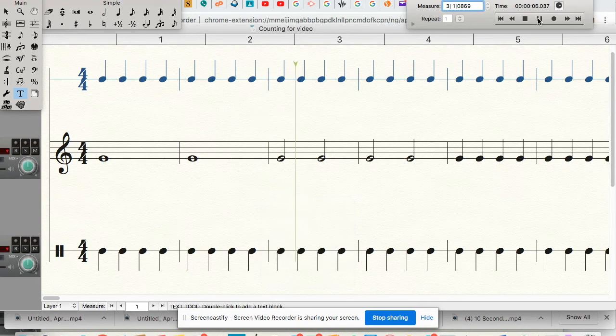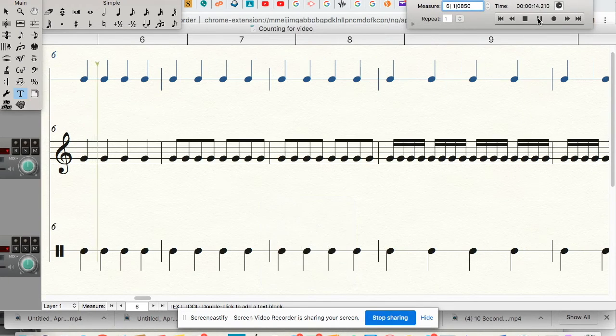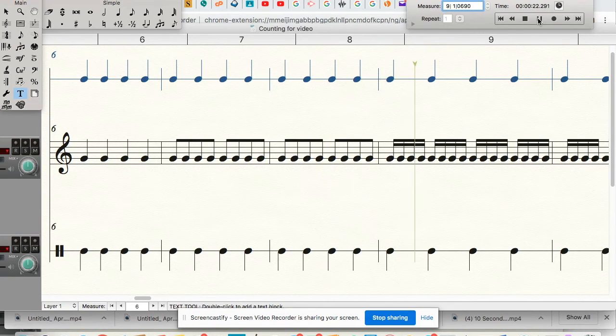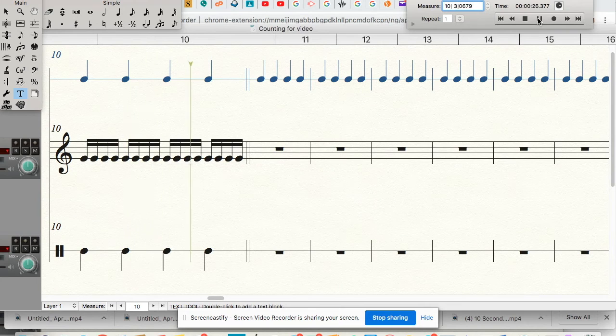Two counts each. One count each. Half of a count each. 1 and 2 and 3 and 4 and 1 and 2 and 16th notes. 1 E and a 2 E and a 3 E and a 4 E and a 1 E and a 2 E and a 3 E and a 4 E and a.